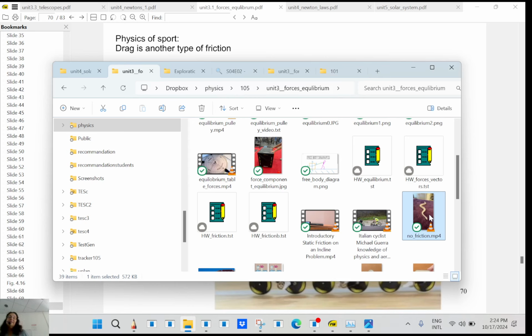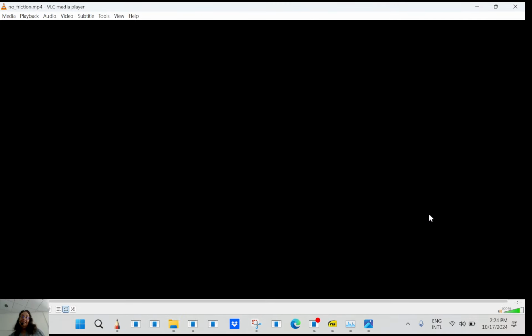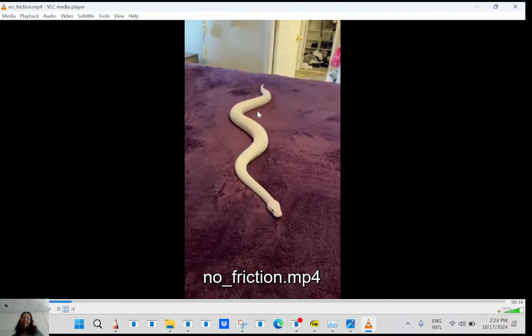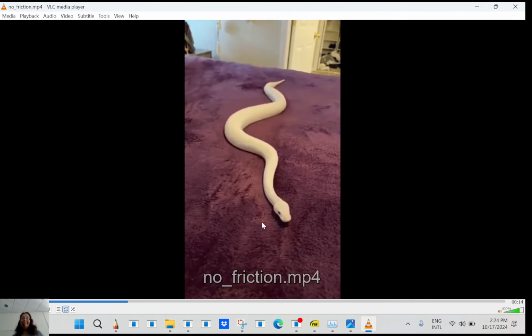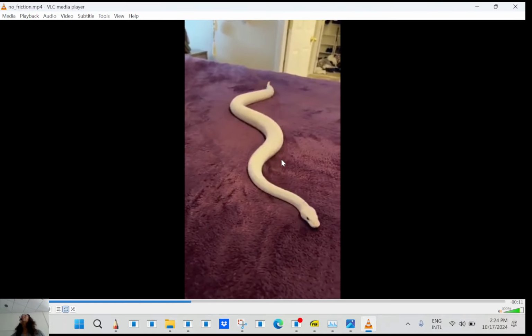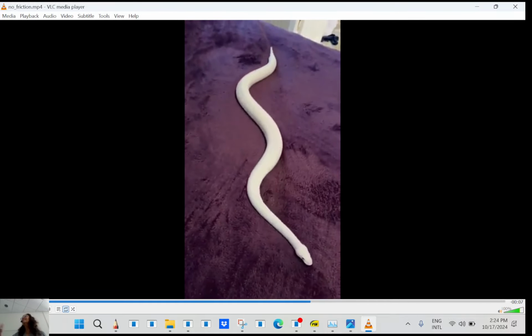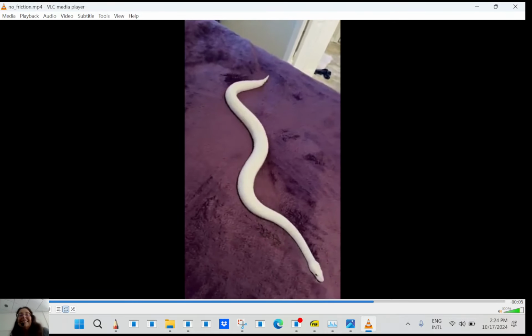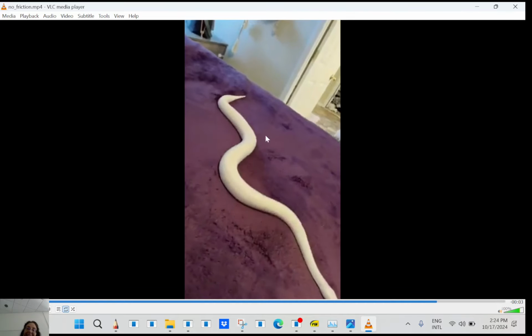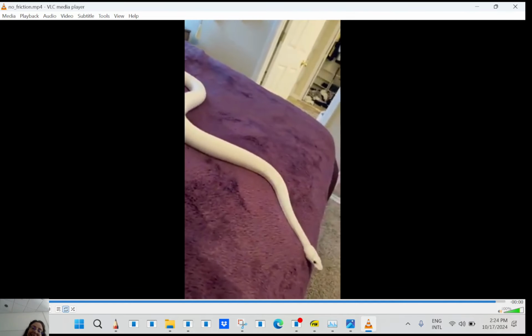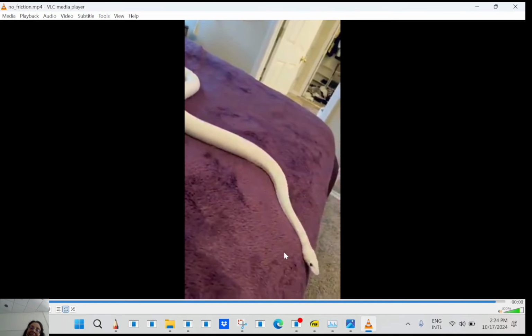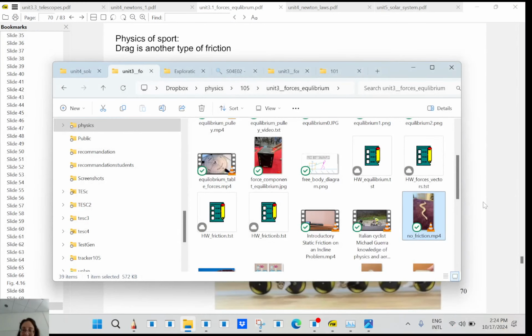So I found this snake here, and that was not a very nice picture. See, there was no friction, so it is not going anywhere. There was so little friction that it has such a hard time. So if you have a pet snake, maybe you can try. I don't know.